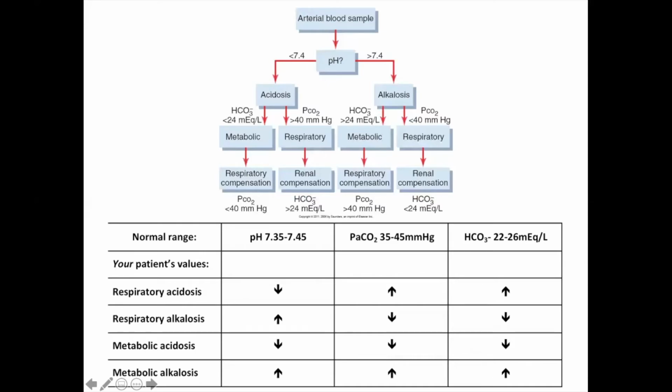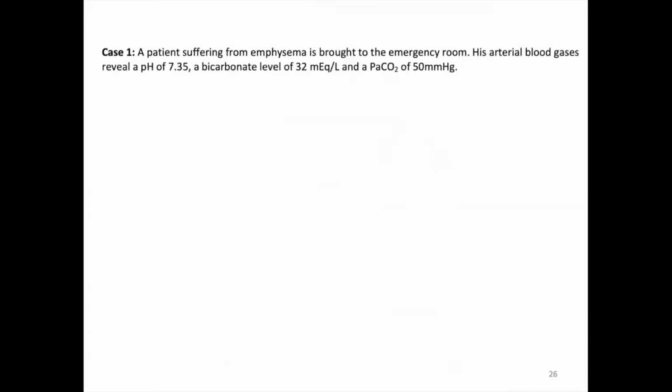So let's take a look at some scenarios and try to determine what we are experiencing with this acid-base balancing in these different patients. I'm going to walk us through this first one before I let you try to solve them on your own. So, case study number one: a patient is suffering from emphysema and is brought into the emergency room. His arterial blood gases reveal a pH of 7.35, a bicarbonate level of 32 milliequivalents per liter, and a partial pressure of carbon dioxide of 50 millimeters of mercury.